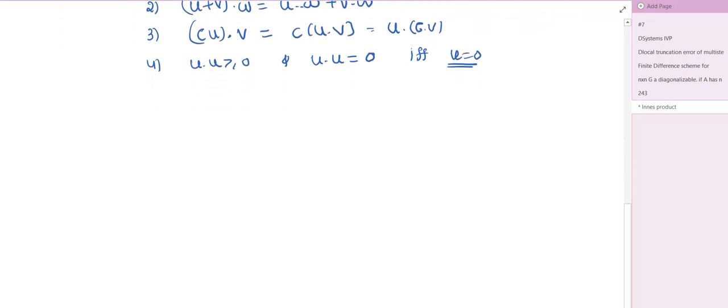Then on the basis of the inner product, we have the concept of the length of the vector. How do we identify the length of the vector? So the length is basically the norm.